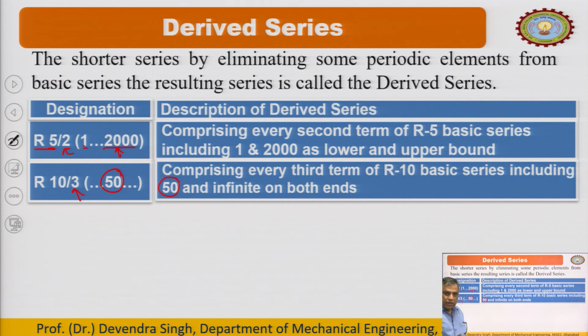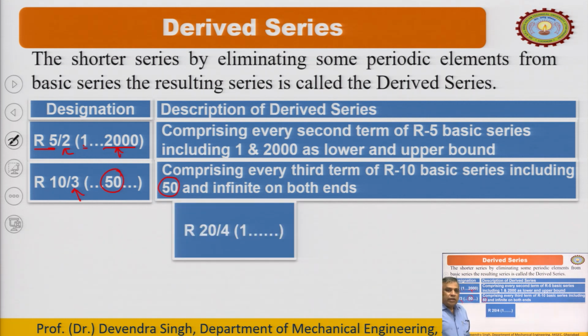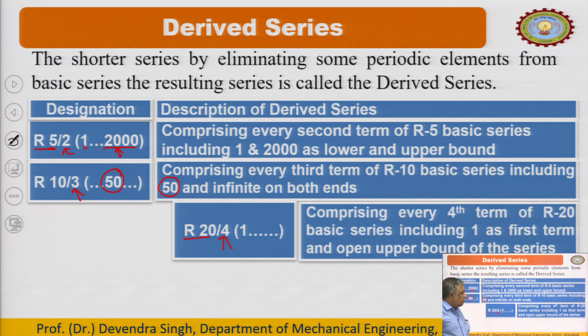If 50 comes as the third term, we will not eliminate it, we will consider it in the derived series. Then R20/4, the meaning is the same. R20 is the basic series and every fourth term will be eliminated. 1 is the lower bound and the upper bound is open. So, it is an infinite series, it will start from 1, and this is comprising every fourth term of R20 basic series, including 1 as first term and open upper bound of the series.